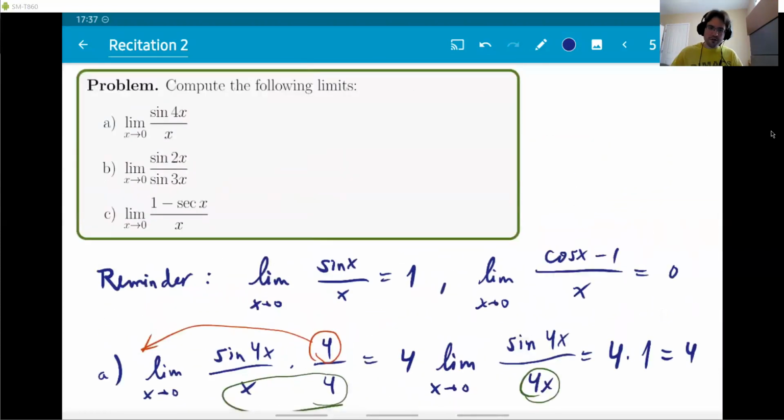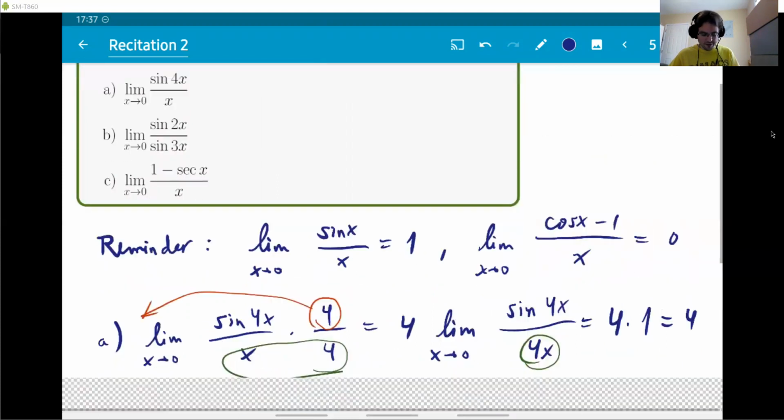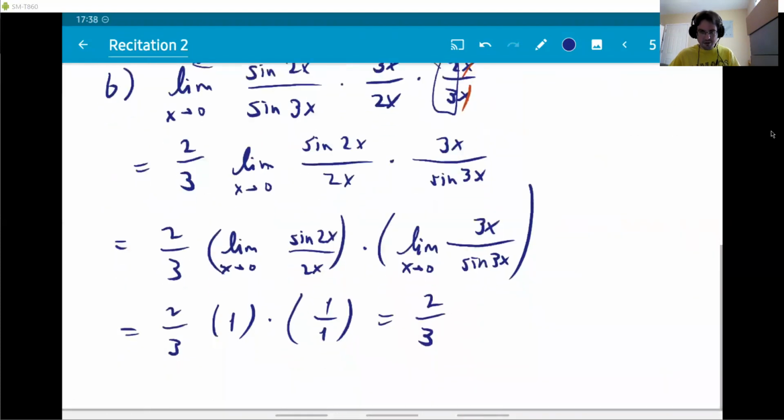Take your calculators, try to do this. Take a very small number x. Make sure it's in radians, although it doesn't really matter because we're taking it to 0. But compute sine of 2x divided by sine of 3x. If x is really, really small, you will find a number really close to 2/3, the limit.